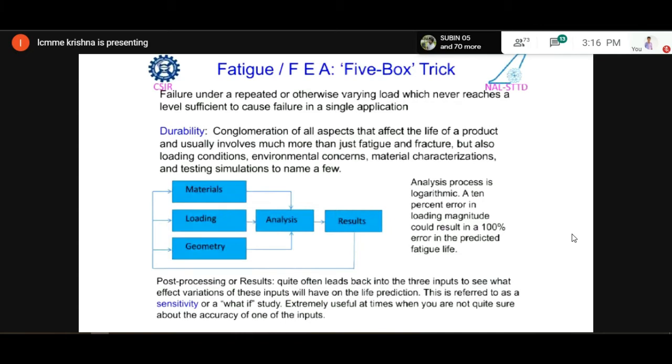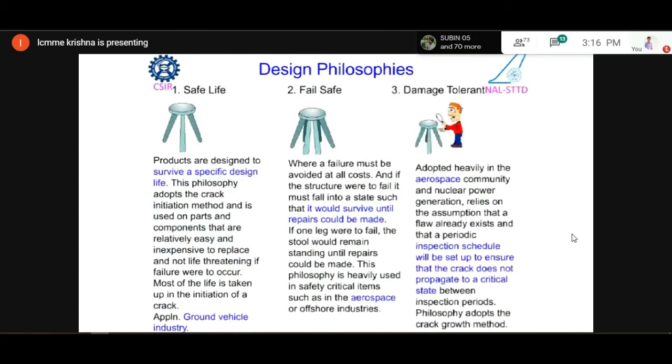So coming to the basic design philosophies, we have safe life, fail safe, and damage tolerant. These are the three basic ones. So here we have represented a spool where the service is a specific design life, where in the safe life approach we adopt a crack-initiation criterion, used on parts and components that are relatively easy and inexpensive to replace and not life-threatening if failure were to occur.